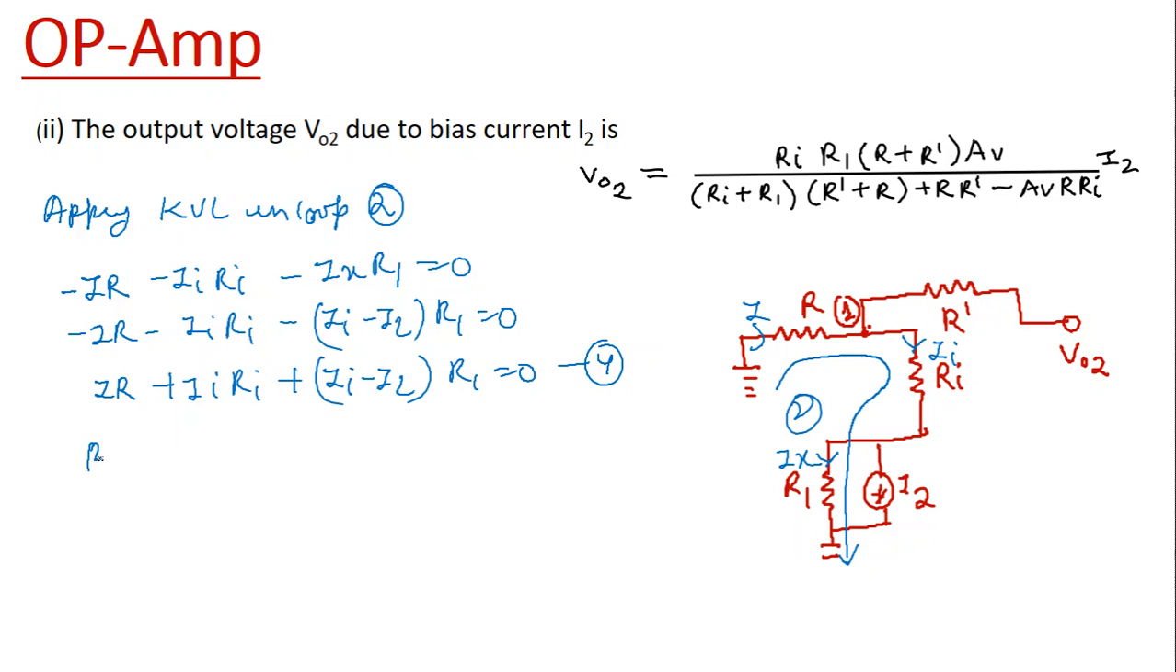Now we apply KCL at node 1. So the current through the R dash will be I dash. So when we apply KCL, we get II is equal to I plus I dash. This is our equation number 5. Now we have to find out all the terms. II we already know, and I and I dash we have to find out and put in equation number 5.